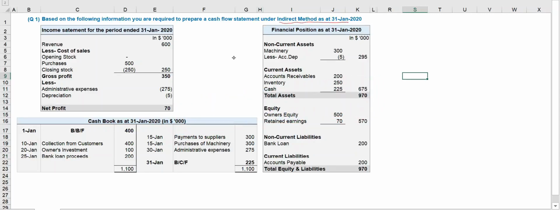As you can see, you are given the income statement and the financial position as on 31st January 2020. Along with that, a cash book extract is also given, which means you should arrive at the carrying forward balance of $225,000. There are two ways you can prepare the cash flow statement, direct and indirect method.